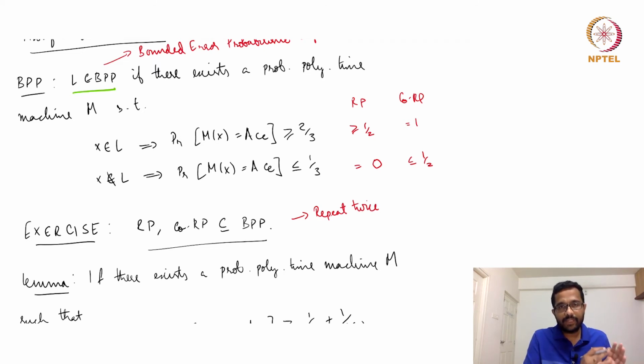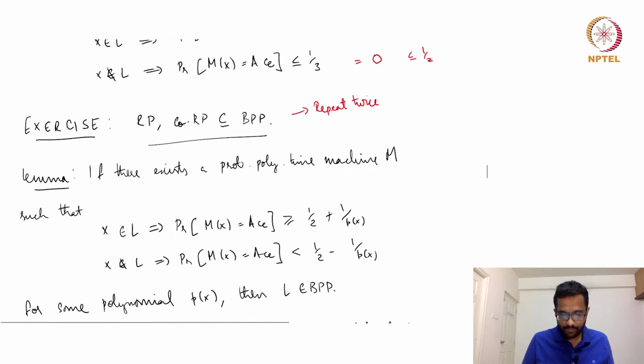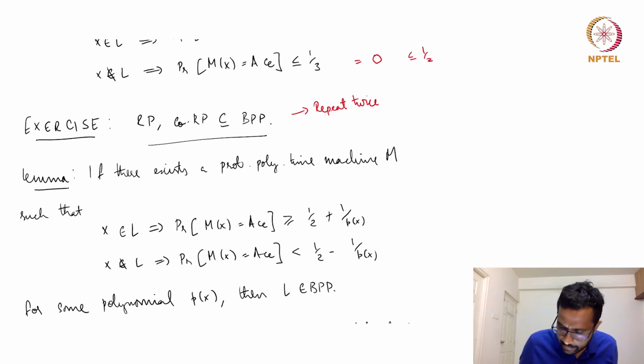So we need some demarcation between X being in the language and X not being in the language. So the probability of acceptance when X is in the language should be something above half, and the probability of acceptance when X is not in the language should be something just below half. So how much gap should we maintain between the two cases? It turns out that inverse polynomial is enough.